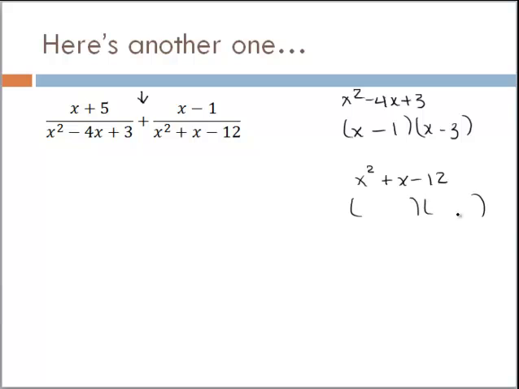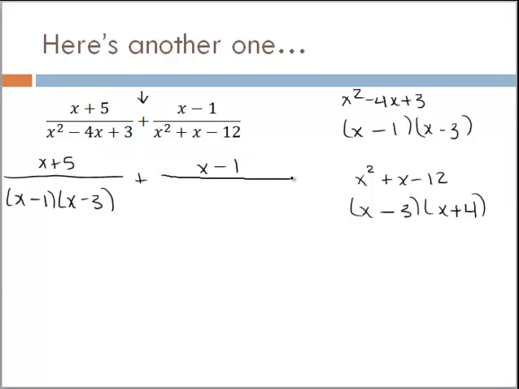This one will factor into x minus 3, x plus 4, but since this is plus, the 4 needs to be plus. Let's double check. x squared, 4x minus 3x is 1x, and negative 3 times 4 is negative 12. So it does work. So we have x plus 5 all over x minus 1, x minus 3, plus x minus 1 all over x minus 3, x plus 4.